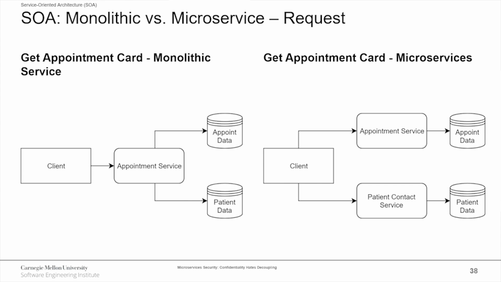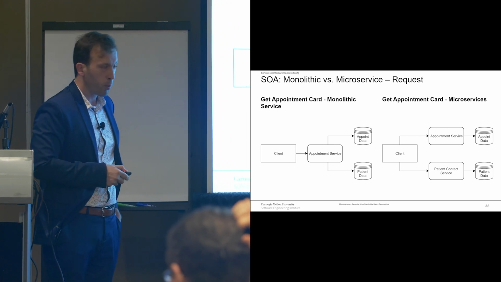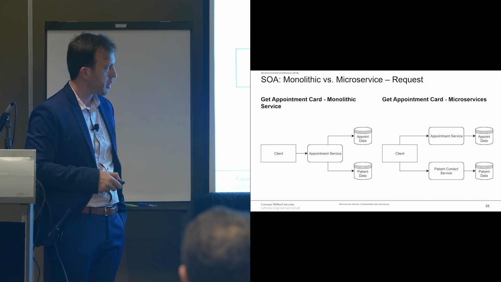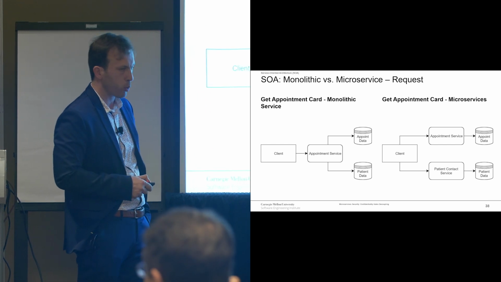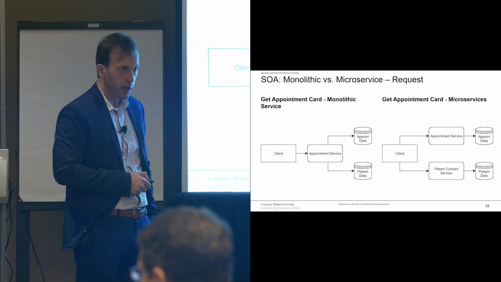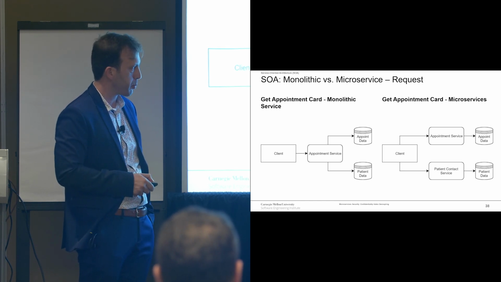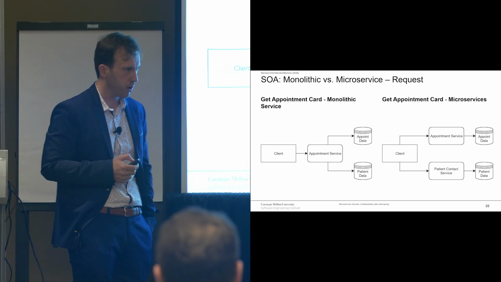Now, if we decide to develop the system using the microservice architecture, we will have two services. The first one handles the appointment data only. And the second service handles the patient data only. So in this case, the client makes the first request for the appointment. After we get the response, based on the ID, we can make another request to the patient contact service to get the patient name and patient phone number.